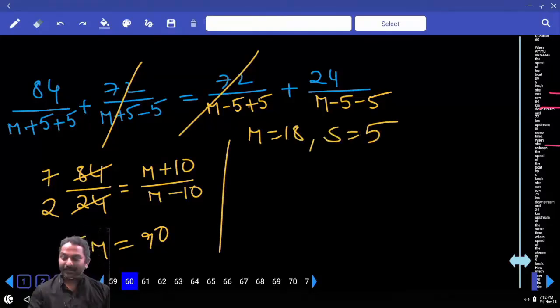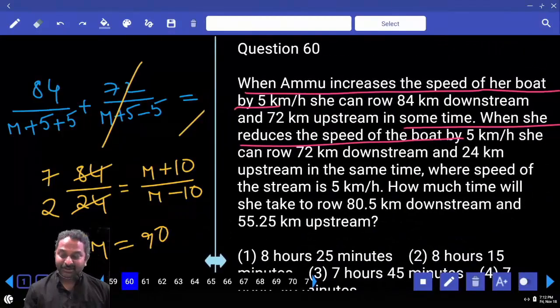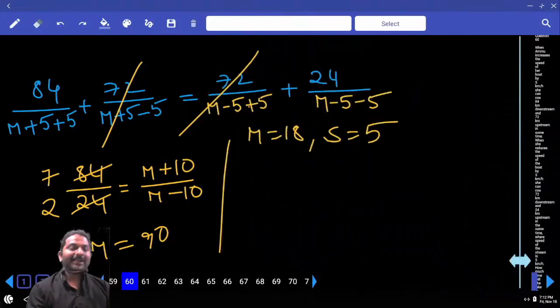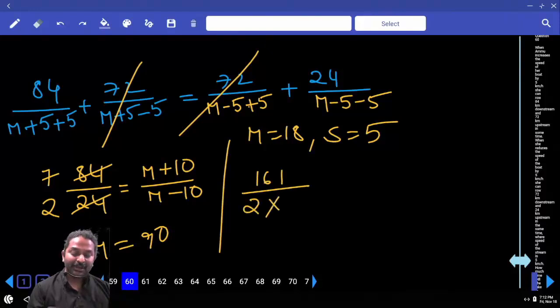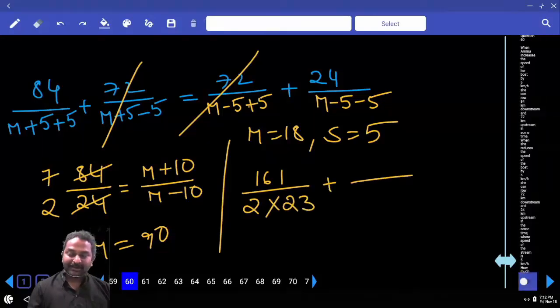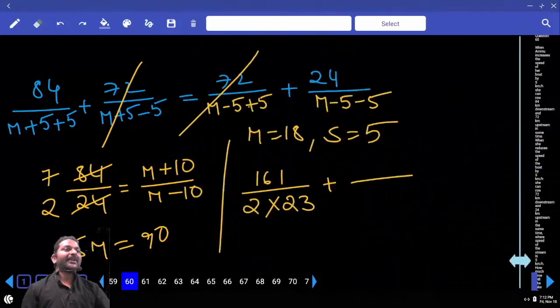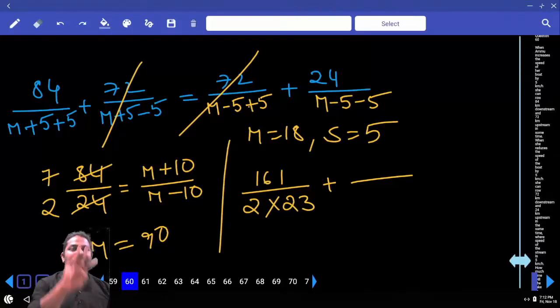Now we were asked to calculate the time it takes to cover 80.5 kilometers downstream. I'll take 80.5 as 161 by 2, into downstream speed, m plus s, 23. And the distance covered upstream is 55.25. 0.25 can we write it as 1 by 4? 55 4 times, 220 plus 1 by 4.